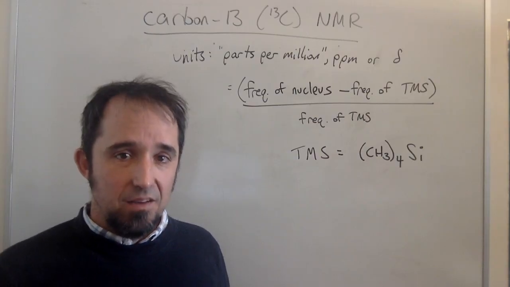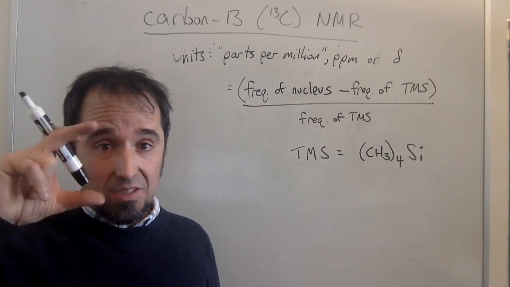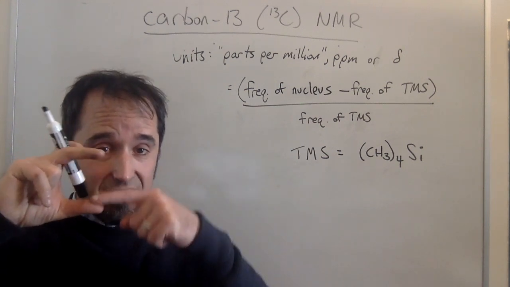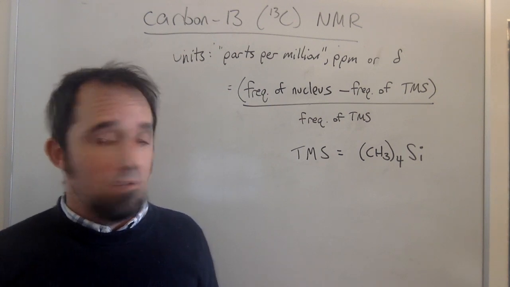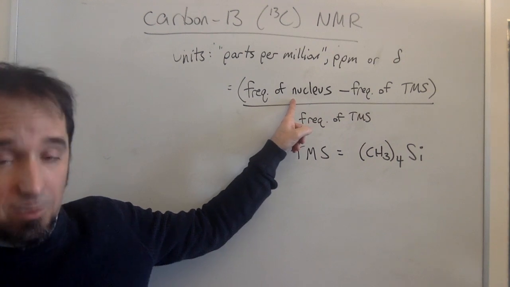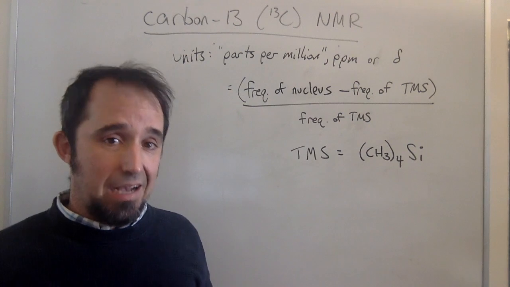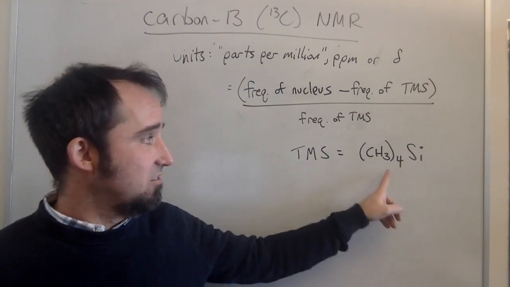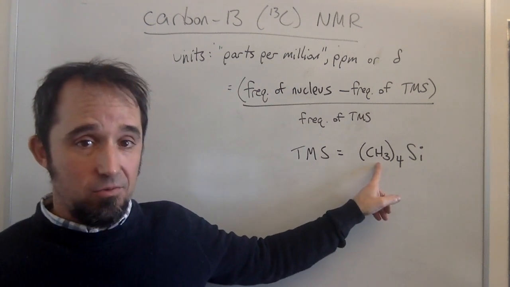What do these numbers mean? These numbers are frequencies. They're essentially the photon emitted when we flip spin states. And we express them in parts per million. What that essentially means is we're taking the frequency of the nucleus that we're looking at, and we're subtracting a frequency of a particular compound, TMS, tetramethylsilane. And we're dividing by that standard frequency.